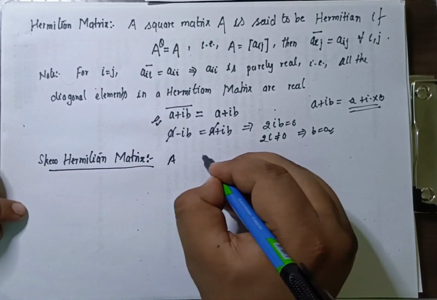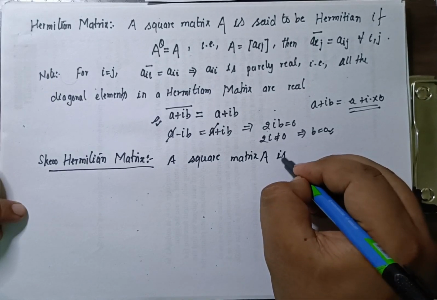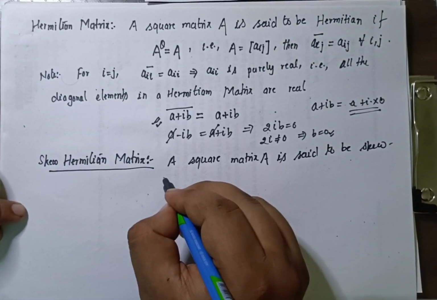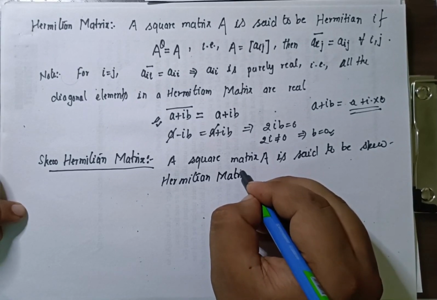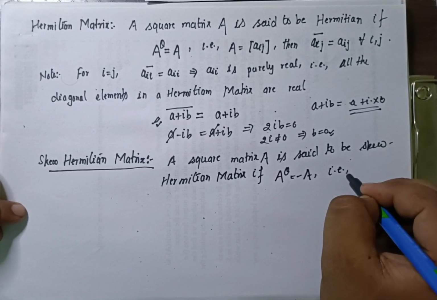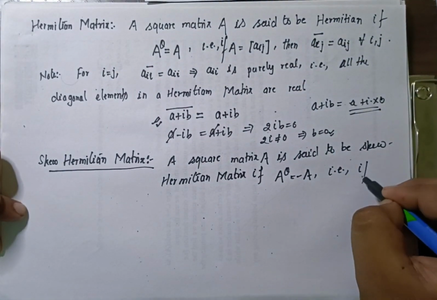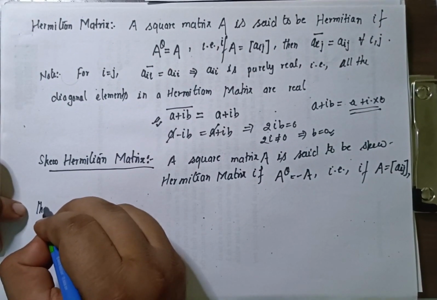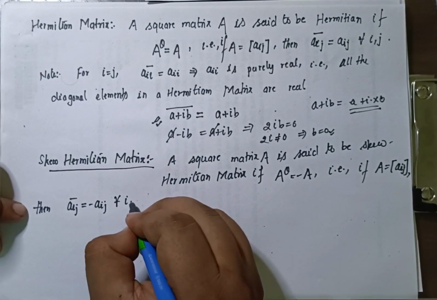Okay, second thing, now we talk about the skew Hermitian matrix. A square matrix capital A is said to be a skew Hermitian matrix if A theta is equal to minus A, that is, if capital A is represented by Aij, then the conjugate of Aij will be equal to minus Aij for all i and j.